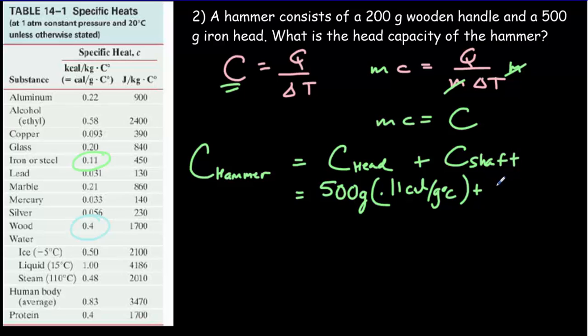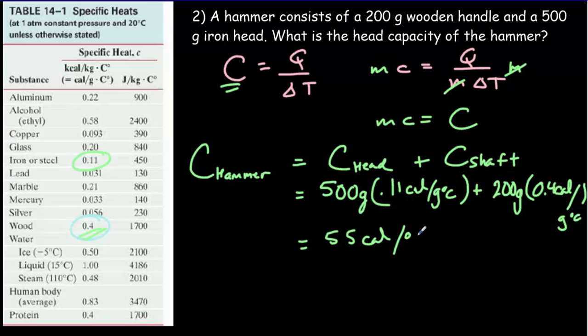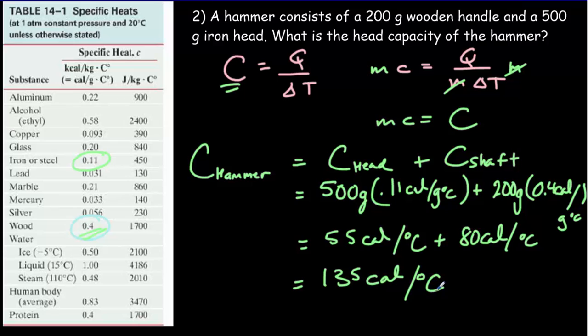And then for the heat capacity of the shaft, it's going to be made out of wood. It's 200 grams, and the specific heat capacity of wood is 0.4. That would be in calories per gram degrees Celsius. So I'm going to get here 55 calories per degree Celsius plus another 80 calories per degree Celsius. So it's going to take a total of 135 calories to raise the hammer shaft plus head by 1 degree.